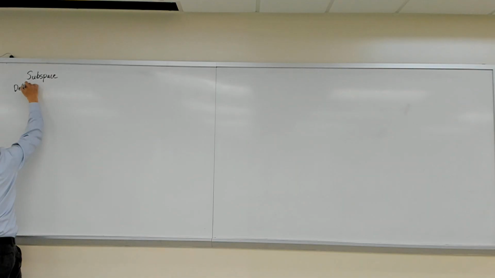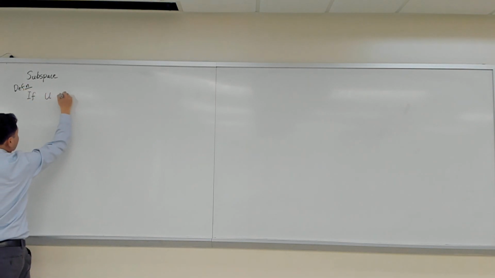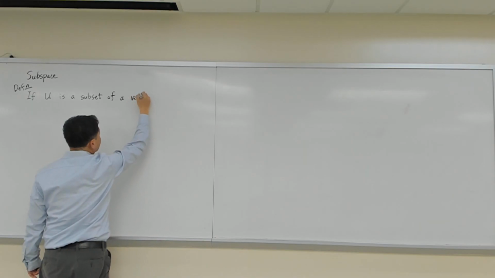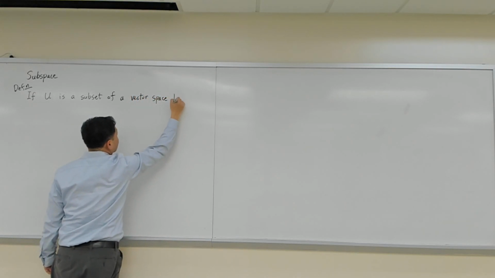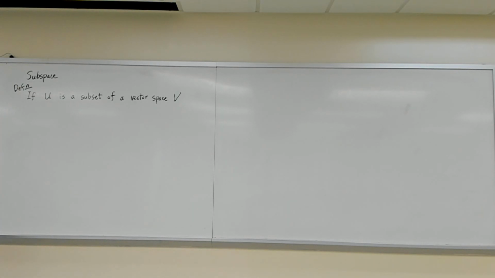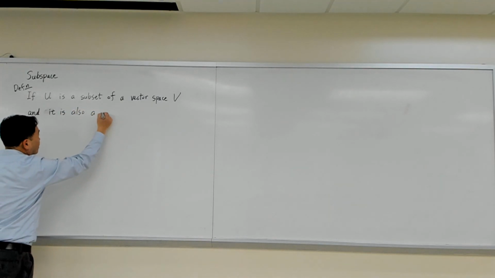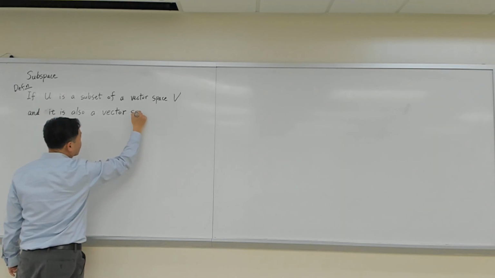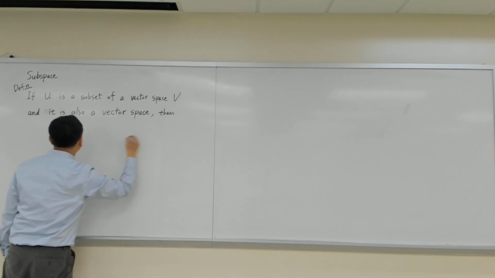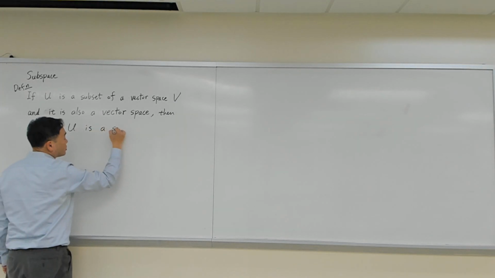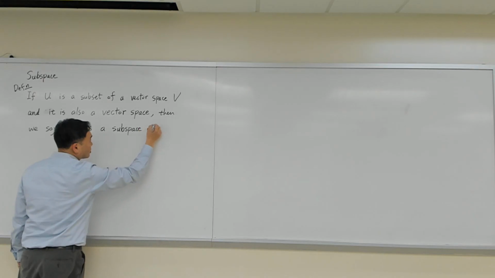Definition. If U is a subset of a vector space V, and it is also a vector space, then we say U is a subspace of V.